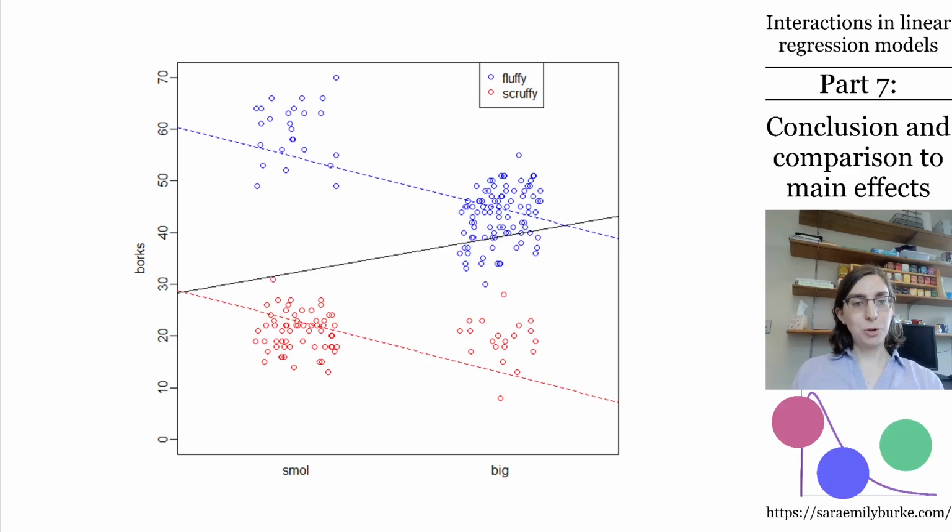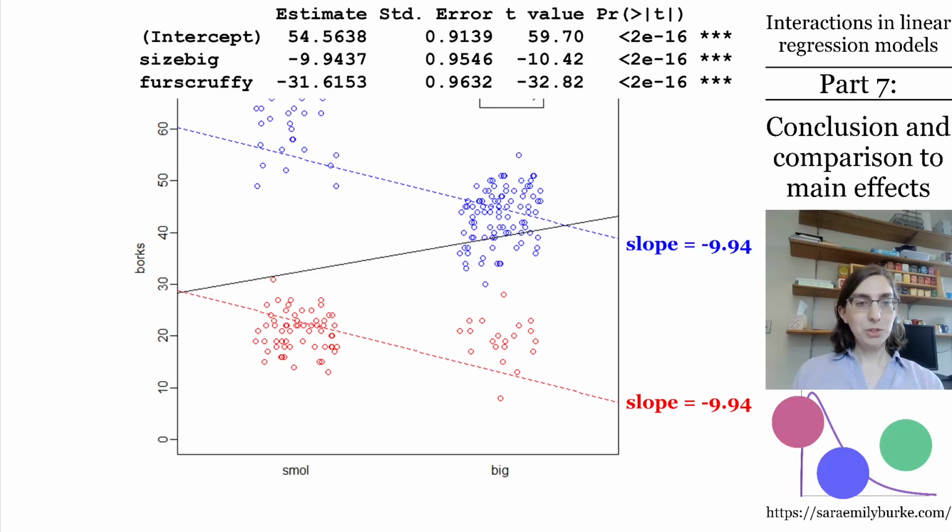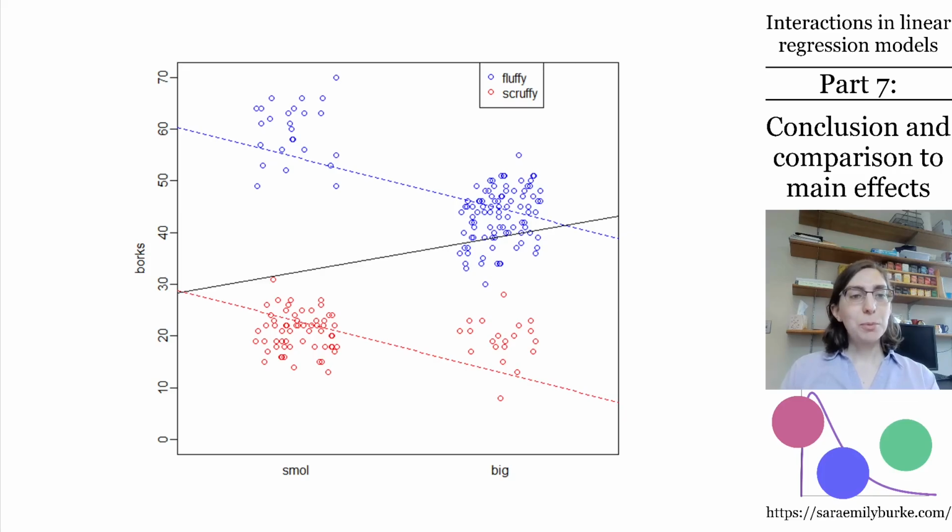Here's a plot of those slopes using the dotted lines. The slope in both cases is negative 9.94 because it's constrained to be the same. There's only one slope for size, not two. So there's not a separate slope for the scruffy dogs and the fluffy dogs. Instead, we have one slope drawn in two locations to reflect the main effect of fur. These dotted lines represent one slope for the size variable.